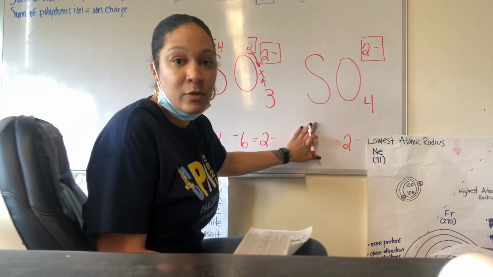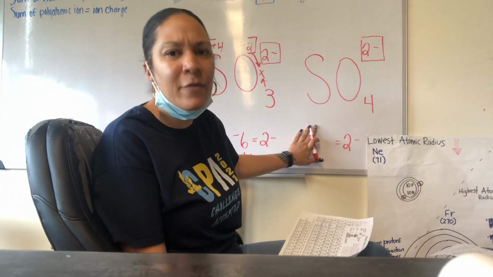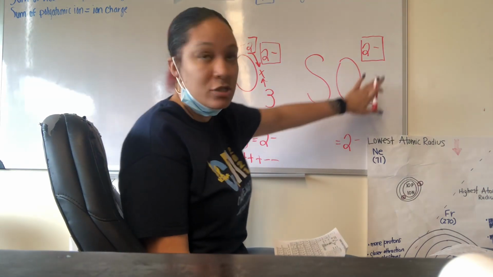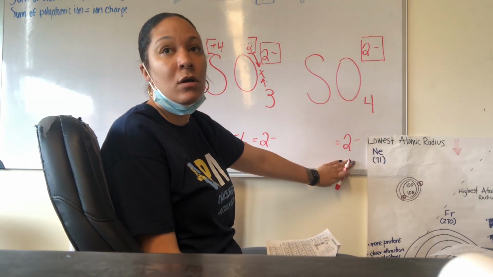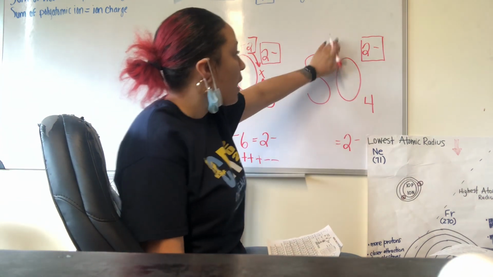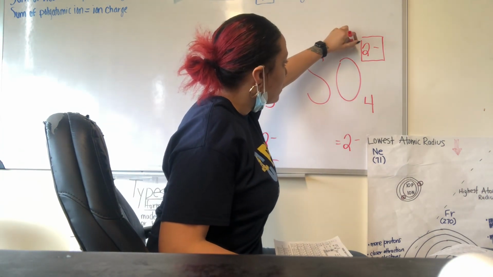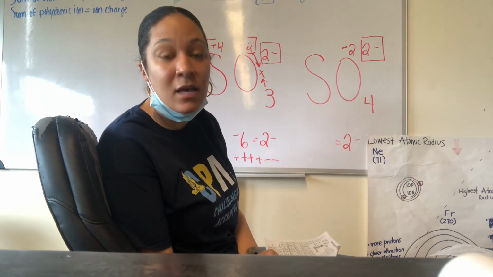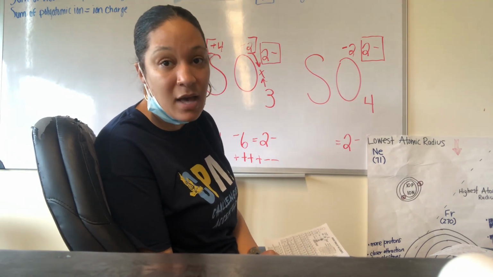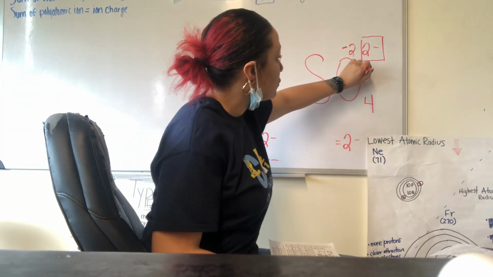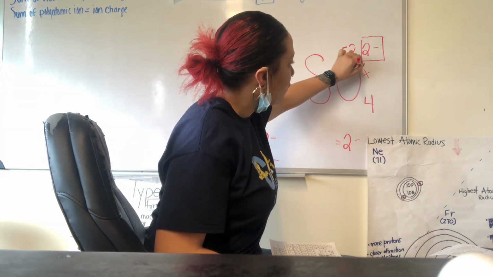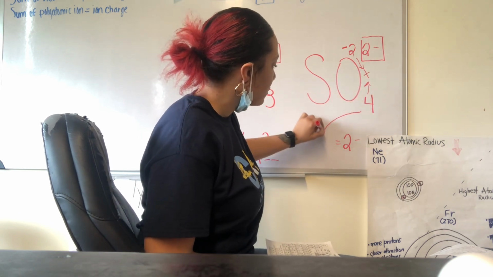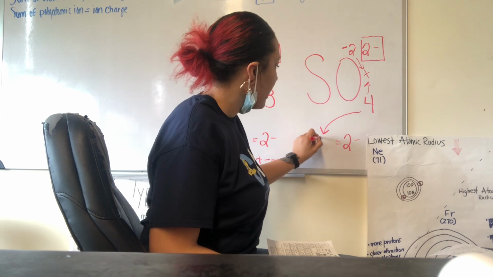Now we're gonna go to this one here. Same system, very easy. Again, we're bringing the charge down here to equal -2. -2 is the oxidation number for oxygen always, unless it is mixed with peroxide. -2 times 4 equals -8.